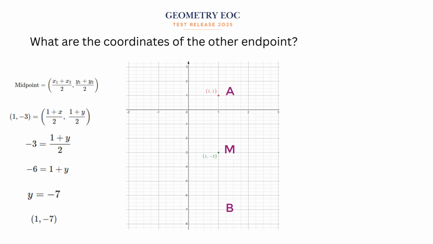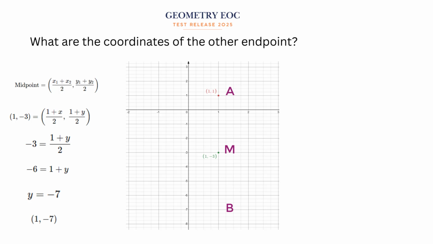Strategy reminder. Think of midpoint problems like this. You're not guessing. You're working backwards from an average. If you know the midpoint and one endpoint, you can always find the other by solving two simple equations.